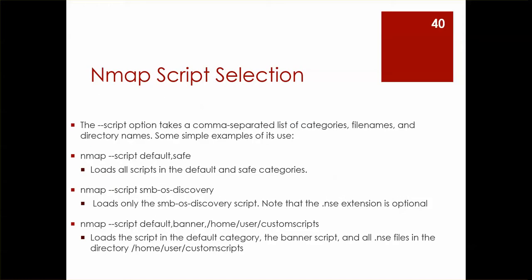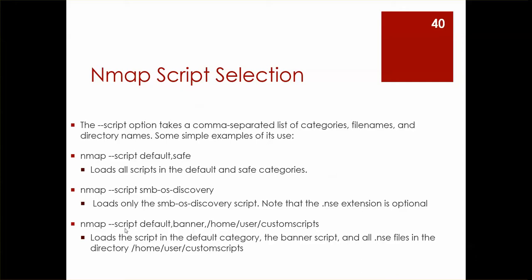Script selection basically takes a comma-separated list of categories, file names, and directories. So what we can do is specify --script and then the default category, to indicate that we would like to run only the default set of scripts that are safe. Nmap --script smb-os-discovery loads the smb-os-discovery script. And then we don't need to provide the NSE extension. If we're using autocomplete, that may be automatically populated.